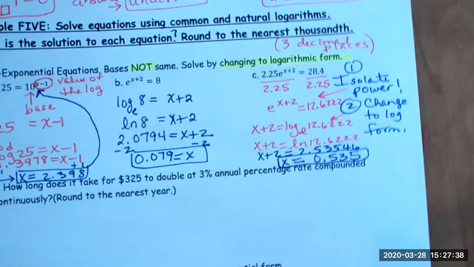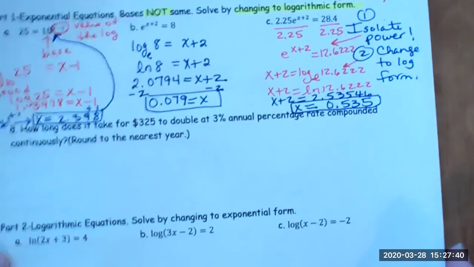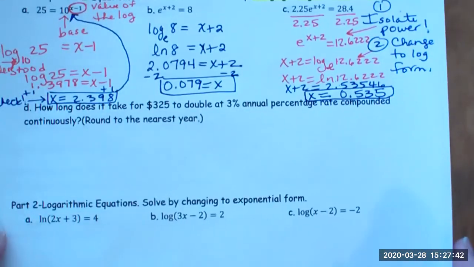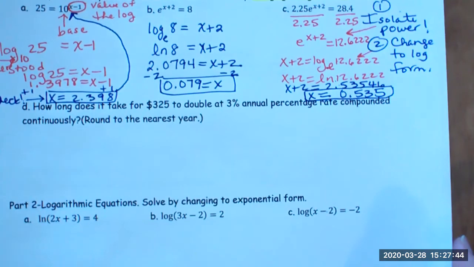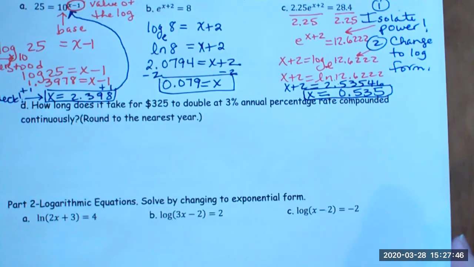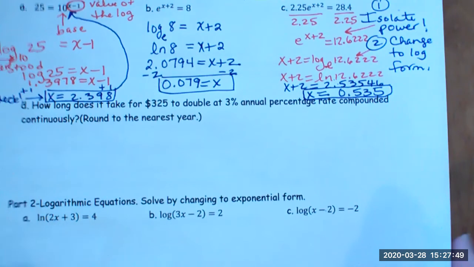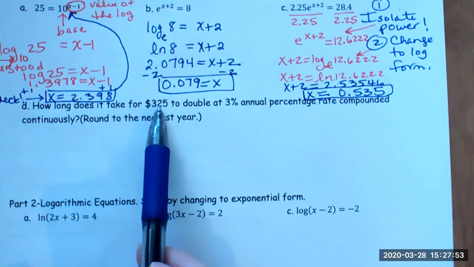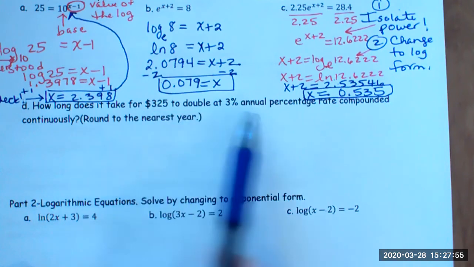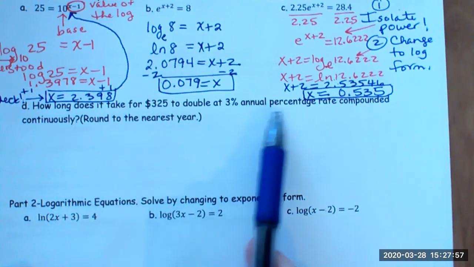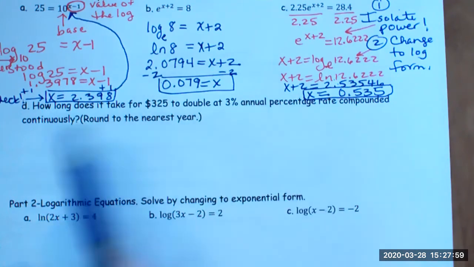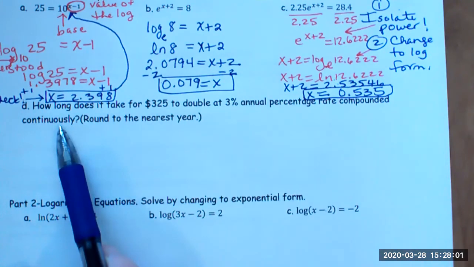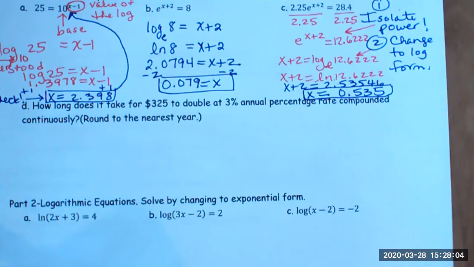We're going to go back and see how knowing how to work with logarithms can help us solve for time when we're dealing with compound interest. We're going to look at how long it takes for $325 to double at 3% annual percentage rate compounded continuously. And we're going to round to the nearest year.